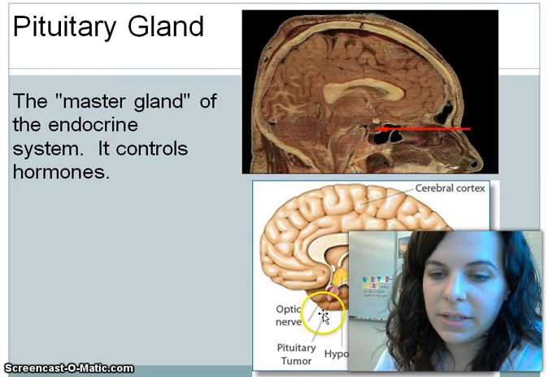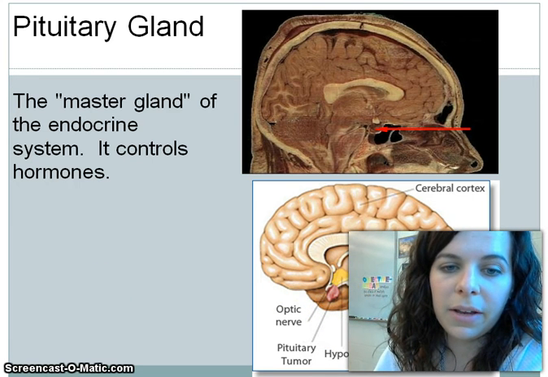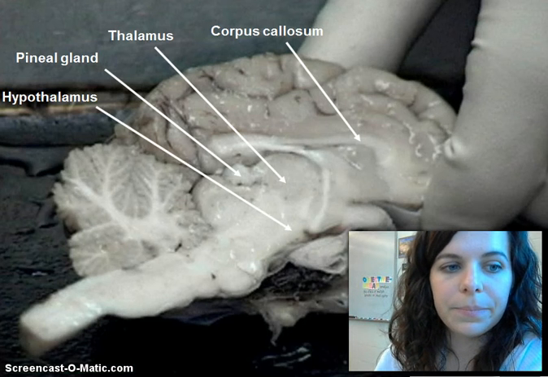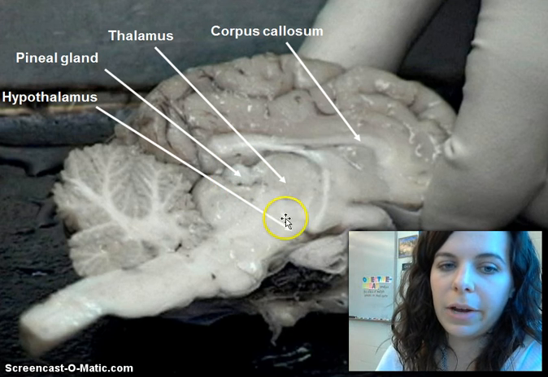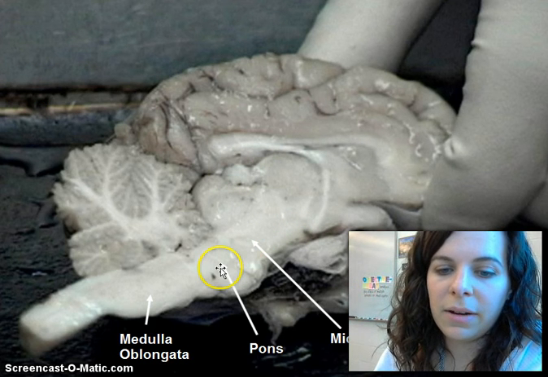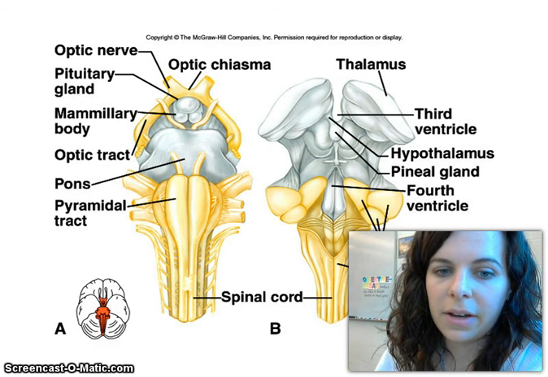Your pituitary gland, which is here, below the hypothalamus, is the master gland of the endocrine system and controls the majority of your hormones. We'll talk about that more when we get to the endocrine system. Here's our sheep's brain again. So we have our corpus callosum, thalamus, a pineal gland, which is another gland within the brain, and your hypothalamus. Below those, we have the midbrain, pons, and medulla oblongata. And here's another example of that.